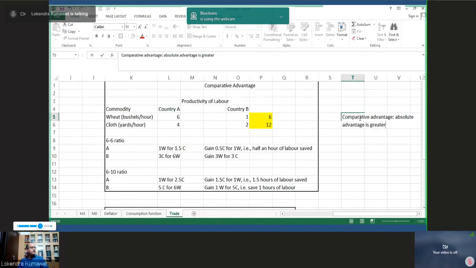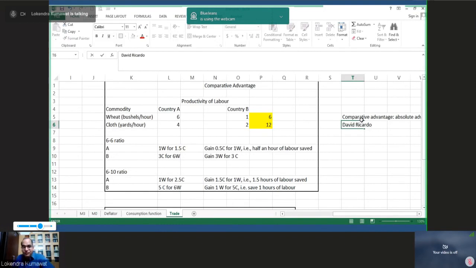In that case, we say there is absolute comparative advantage. So according to David Ricardo, who gave this theory of comparative advantage, country A should produce the commodity wheat in which it has comparative advantage. And if country A has comparative advantage in commodity A, then automatically country B will have comparative advantage in commodity B. So country A should produce wheat, country B should produce cloth. And that will still lead to gainful exchange between the two.